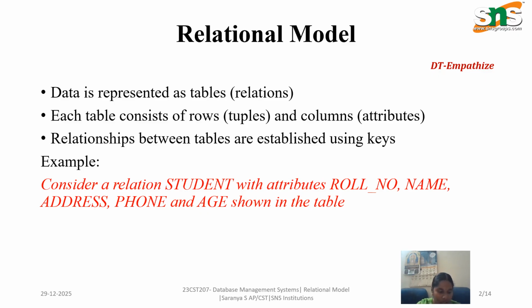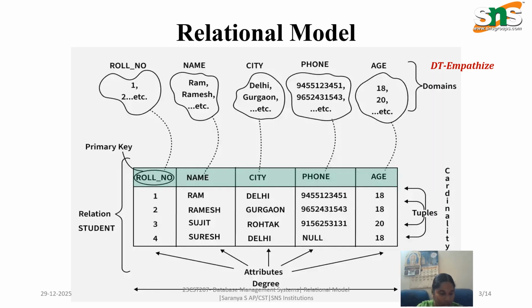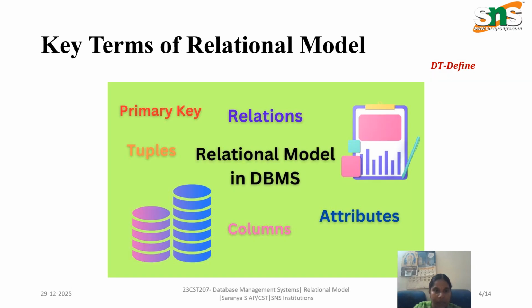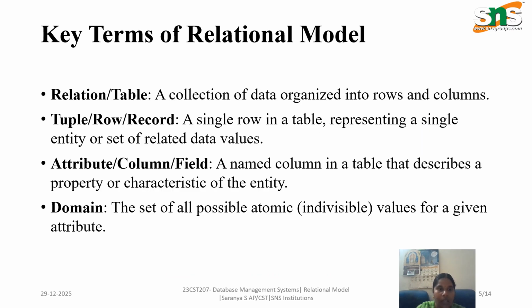The relational model concept is easy. It represents data as a table with columns and rows, and each row is known as a tuple, and each column has the name of an attribute. The key terms of the relational data model are relation (table), tuples (rows or records), attributes and domains.